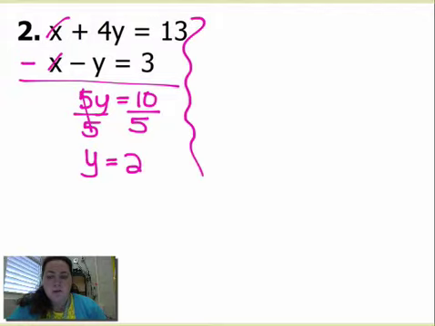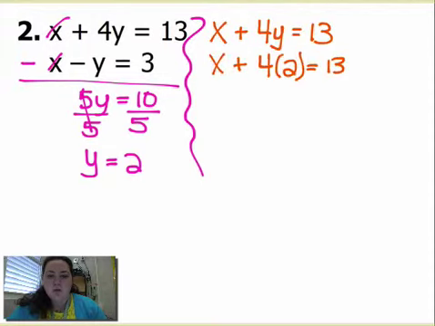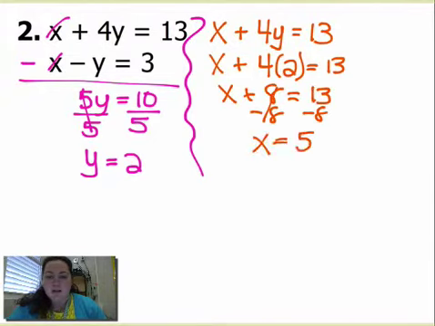So now I can plug y into one of the equations. So if I pick the first one, I plug in 2 for y. 4 times 2 is 8. I get x plus 8 equals 13. Subtract the 8, I get x equals 5. So my answer is (5, 2).